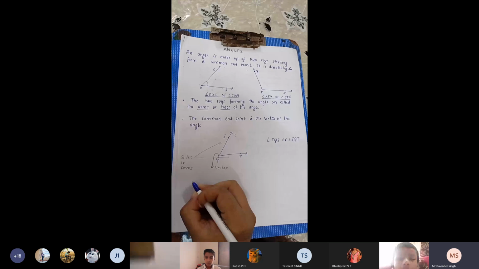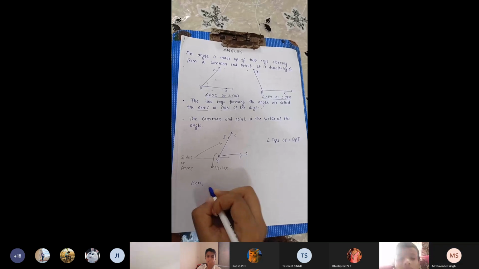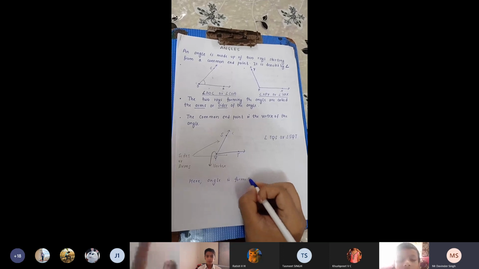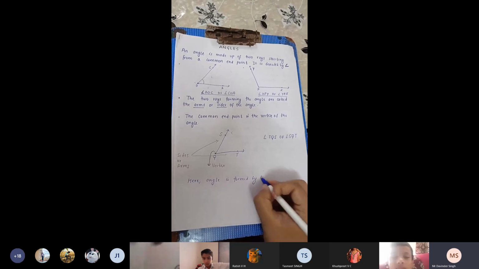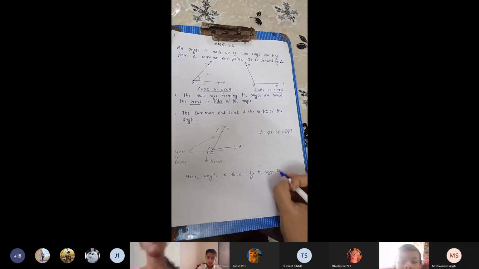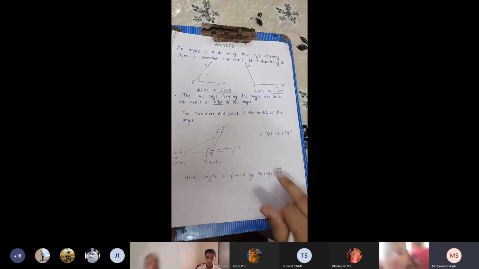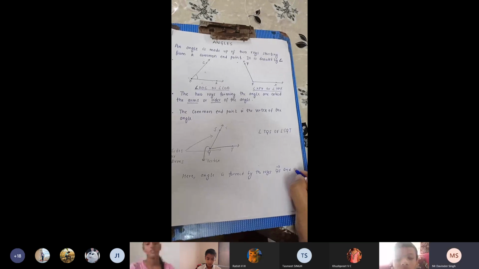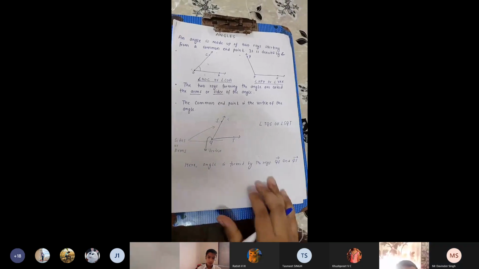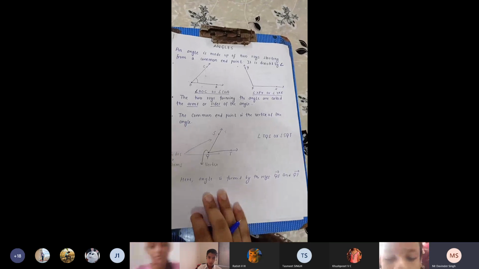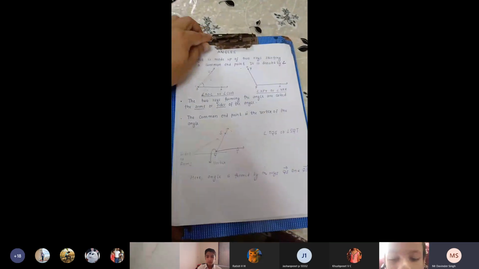Here I am writing, angle is formed by the rays. You can see here the angle is formed by QS, this is a ray so it will have a single side arrow, and QT. Right? Okay, so this was all about the angles. I hope this is clear to you. Now let us move to the next.